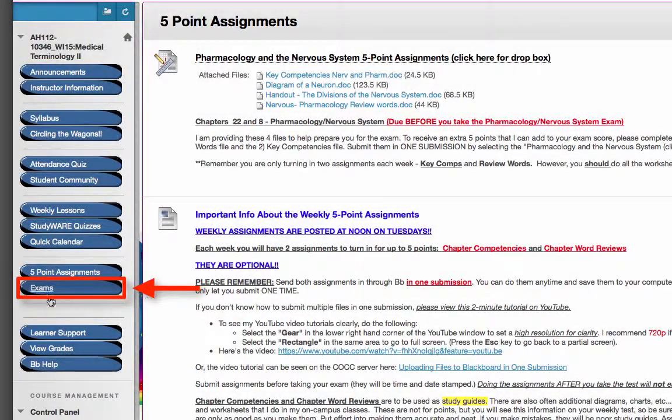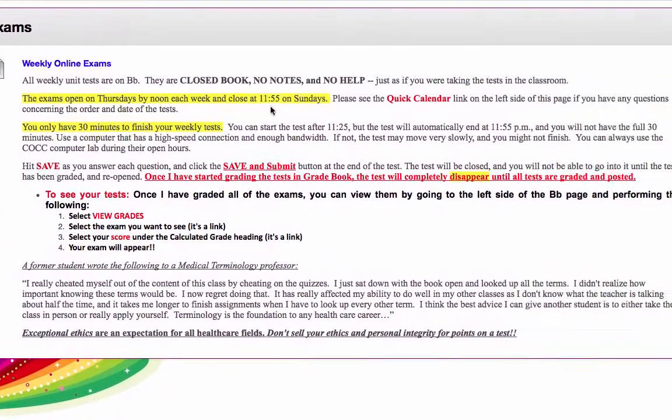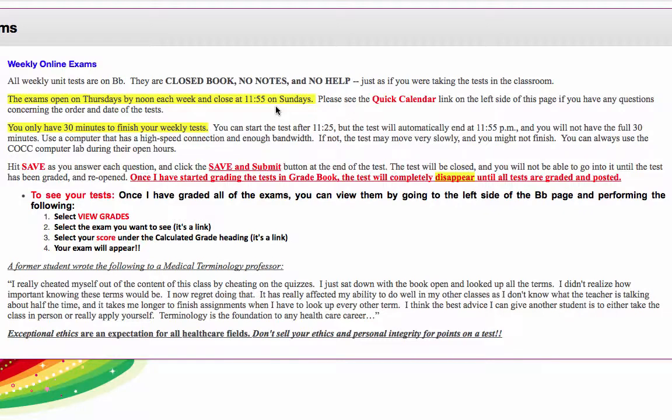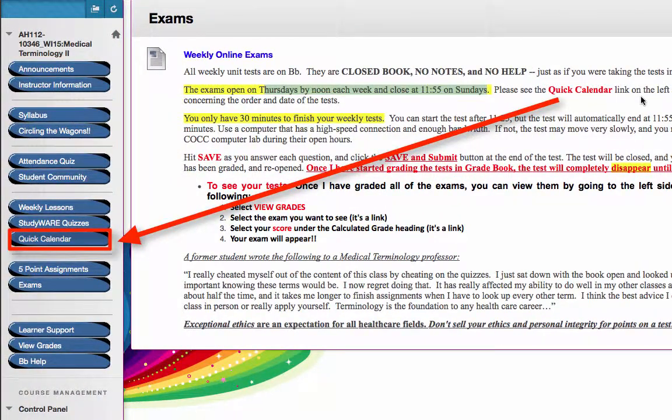Okay, so let's go to the exams link. This post will tell you how to take the exams. You'll have 30 minutes to finish your test. Notice that they open on Thursdays by noon of each week and close at 11:55 on Sundays. And you'll want to use the quick calendar link on the left side of this page if you have any questions regarding the dates of the exam.